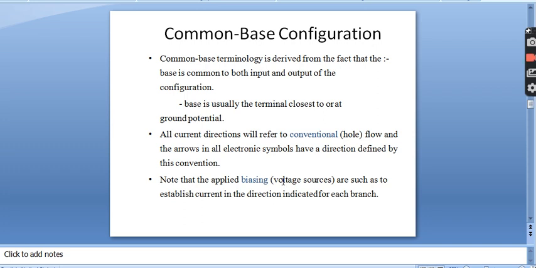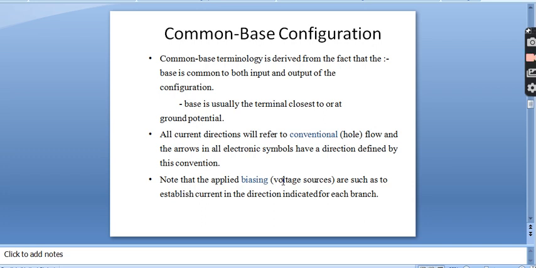In the case of common base configuration, the base terminal is common to both input and output. That means the common base terminology is derived from the fact that the base is common to both input and output of the configuration.